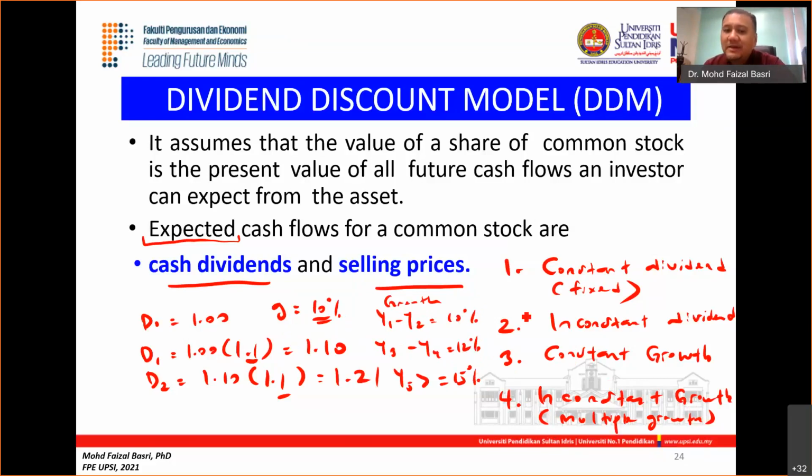So why do we need to identify the models? Because the way we calculate might be different from one to another. So for today, I will not touch on inconstant growth yet. We will focus on the first, second, and third, because for the first and second, basically, we're going to use the same formula. The third one, constant growth, might look complicated, but actually it will be the easiest to calculate, because the steps are simpler.